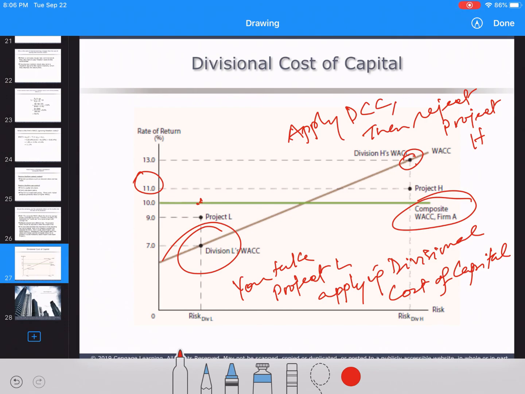All right, folks. So in this chapter, your main focus should be how to calculate weighted average cost of capital and apply divisional cost of capital where it is given. If you have a question, as usual, let me know.